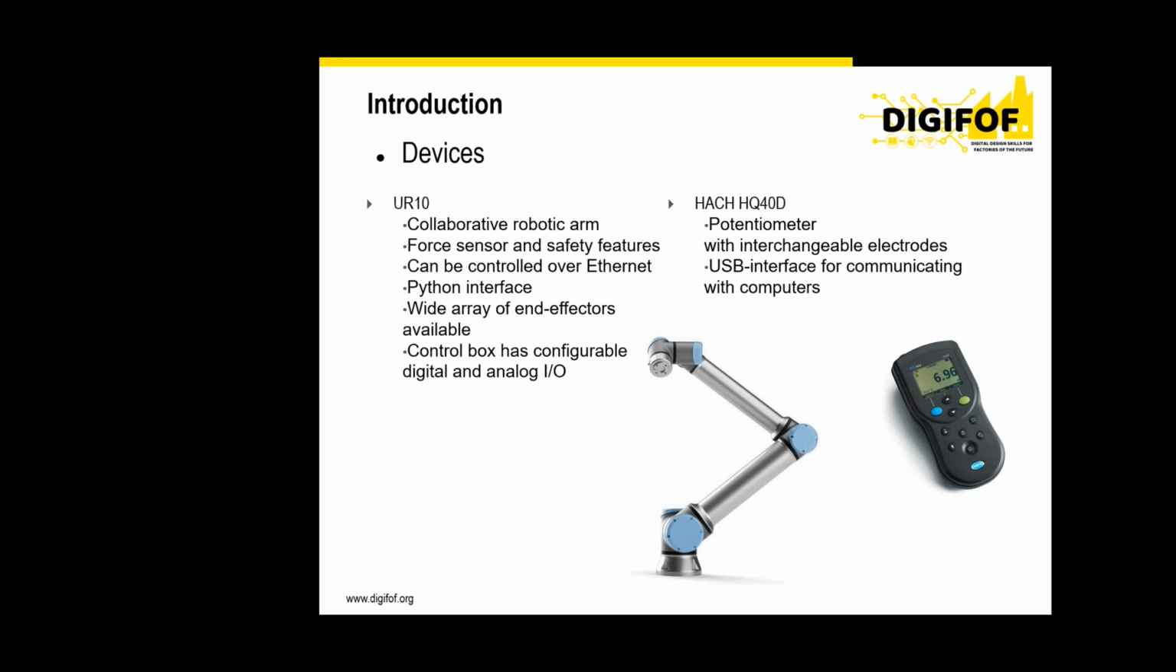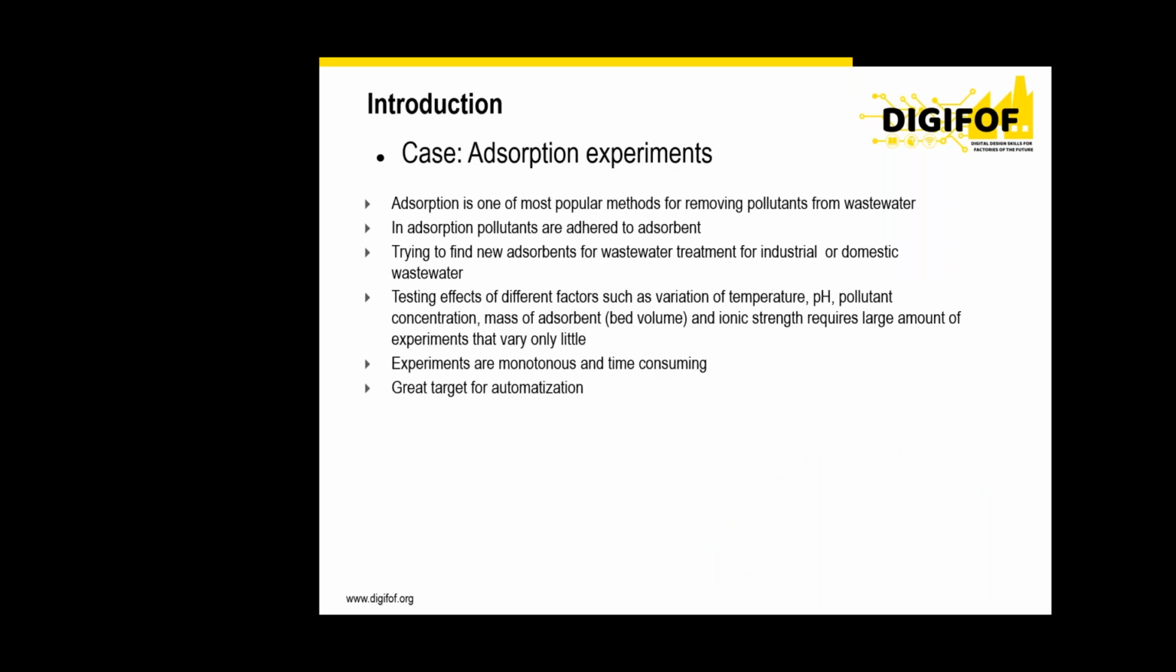This HQ40D has a USB interface, so it can communicate and inform the robot of its measuring units. Especially if you are looking at processes in chemistry, a simple potentiometer to measure the voltage and the electrical conductivity is enough. So we will look at absorption experiments.